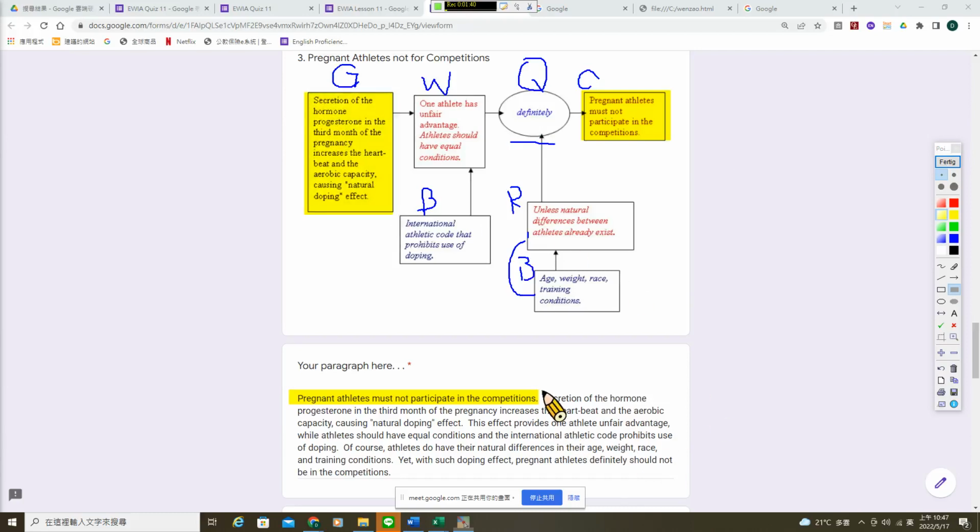This means the secretion of the hormone progesterone in the 3rd month of the pregnancy increases the heartbeat and the aerobic capacity, causing the so-called natural doping effect. So this one focuses on this natural doping effect. Doping is kind of some medicine can boost your energy. So this is a doping effect. Okay, so over here, this one is the grounds.